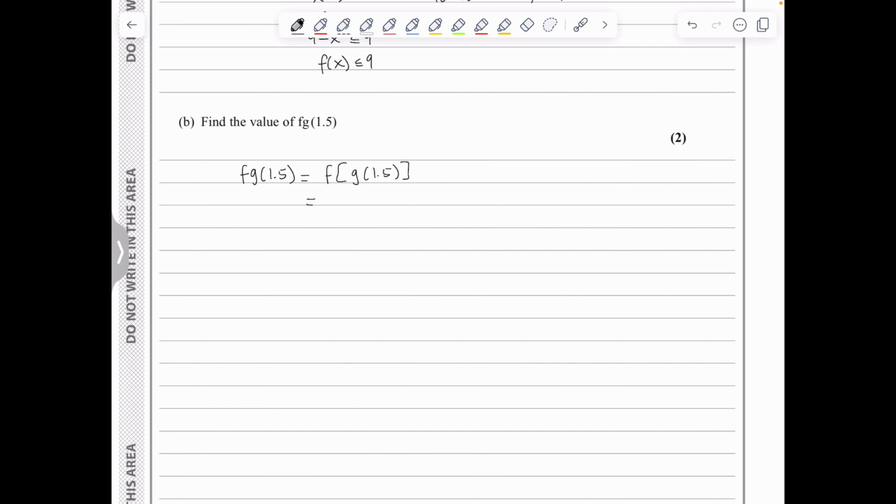This means we're looking at f of 3 over 2 times 1.5 plus 1. So I'm replacing x with 1.5 into the expression for g. This leads to f of 3 over 4. So I will be substituting 3 over 4 into the expression for f of x. So this is 9 minus (3 over 4) squared, which gives an answer of 135 over 16.